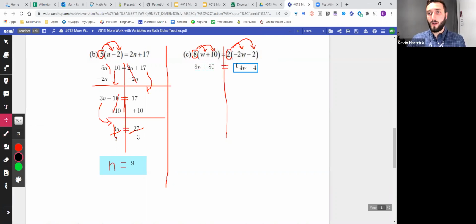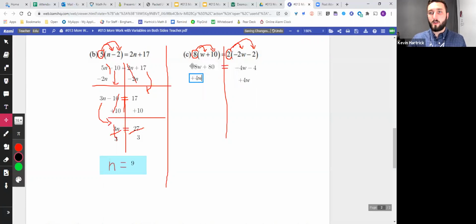So we're going to get rid of the -4W, but not by subtracting 4W. We're going to add 4W. Remember, you always do the opposite. So adding a 4W to a -4W is going to give you a 0, and you're trying to cancel out. You're trying to only have W's on one side of the equation. In this case, we're trying to have it over here on this left side.